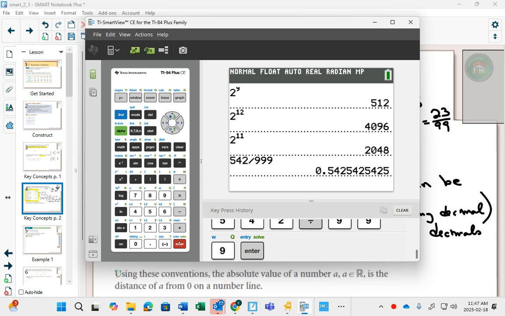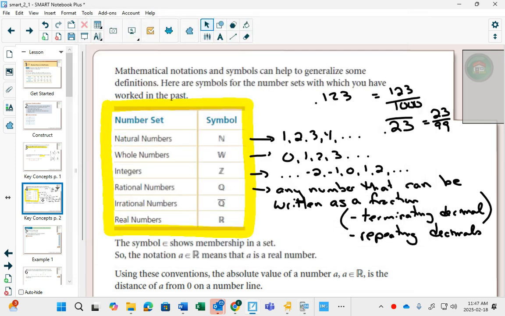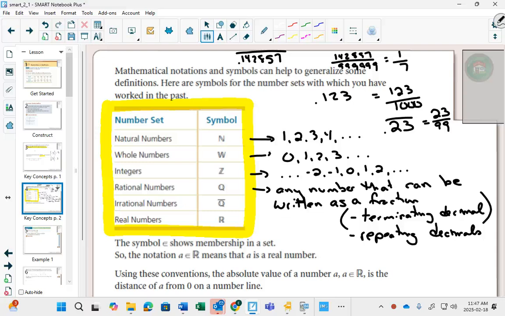If you have 6 decimals repeating like that, 1.42857, you would have it over 999999. And then sometimes those fractions can reduce. For example, that's perfectly 1/7. And that's a repeating decimal. So anything that's a repeating decimal, you can write it as a fraction.